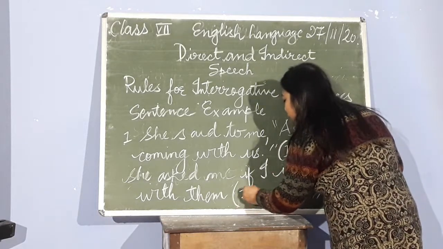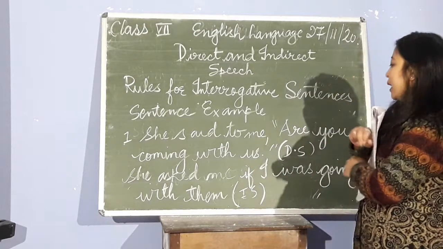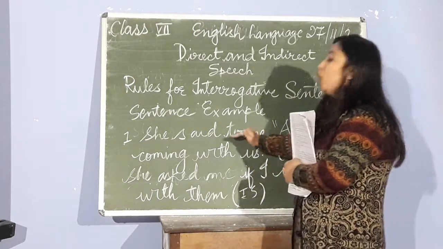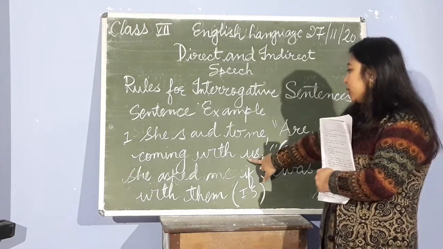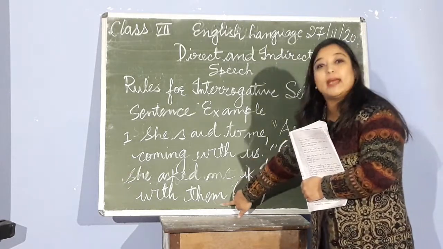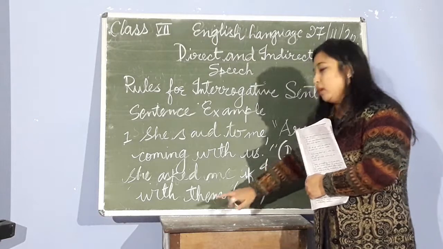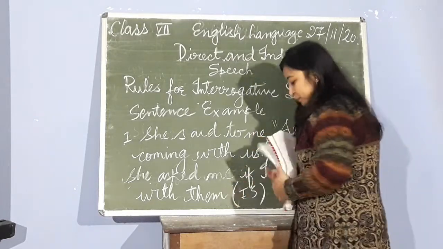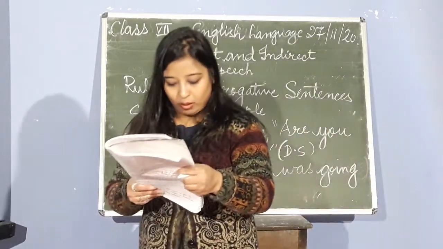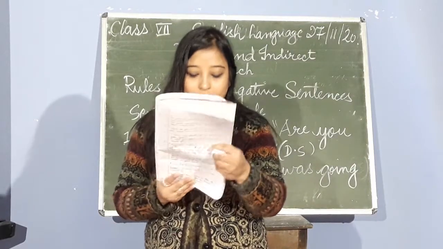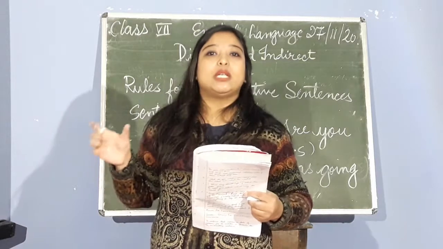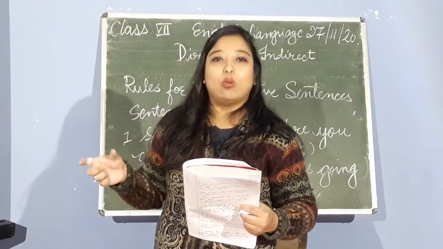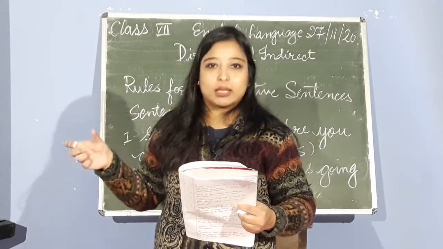Okay, and children, one more rule, number 3: in order not to change the meaning of the sentence, you'll have to change the pronouns. Isn't it? Us over here becomes them in the indirect speech. That was rule 3. And another example, I'm going to read it out to you, and again I'm repeating, you'll have to use words like inquired, questioned, asked, etc.